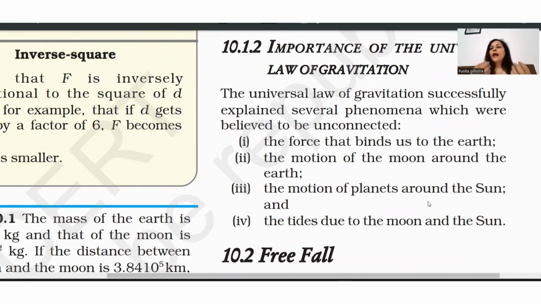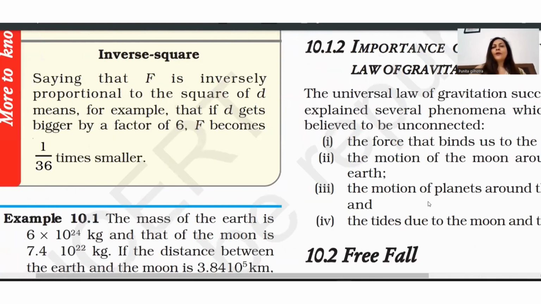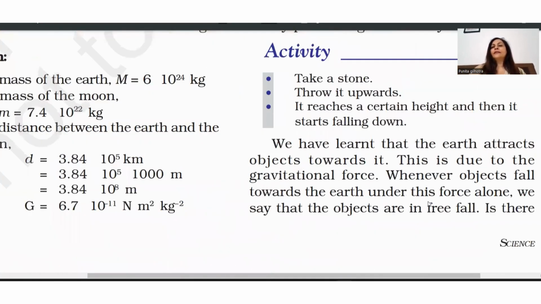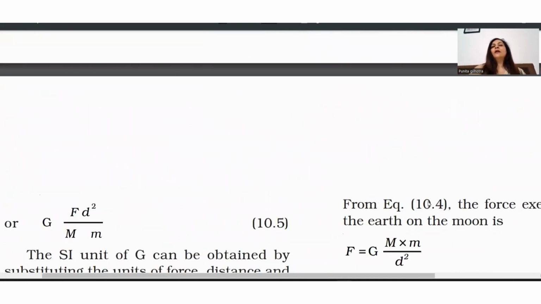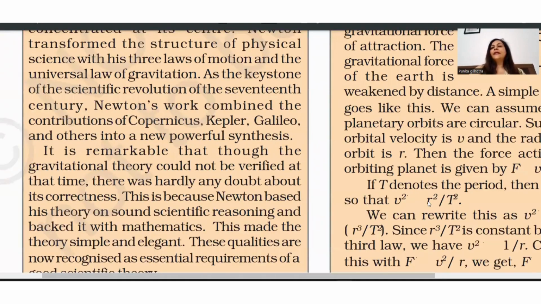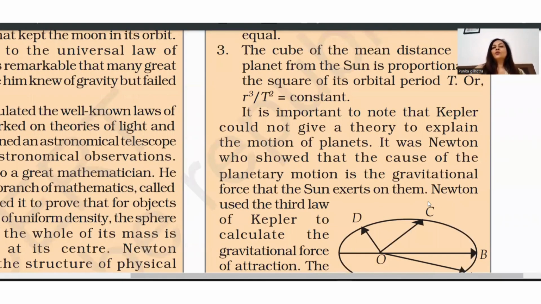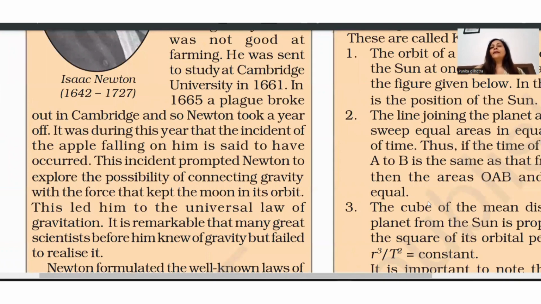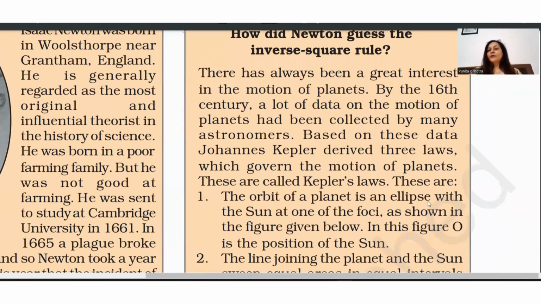So whenever you have a question in your mind, why does the sun not fall on the earth, why does the moon not fall on the earth, there is one answer only: it is due to the gravitational force, and that force is directly proportional to the masses but inversely proportional to the square of the distance between them. This square of the distance is also known as the inverse square law. As you see, this is called the inverse square law.